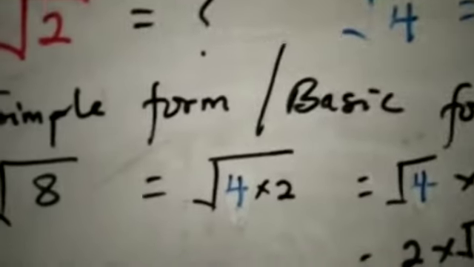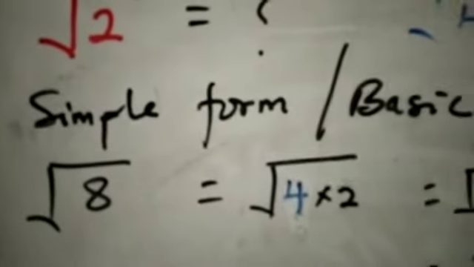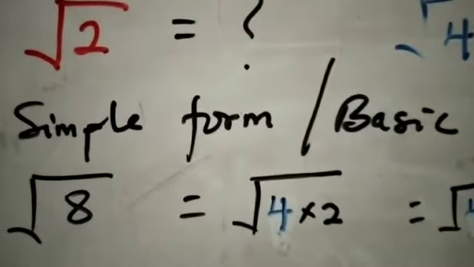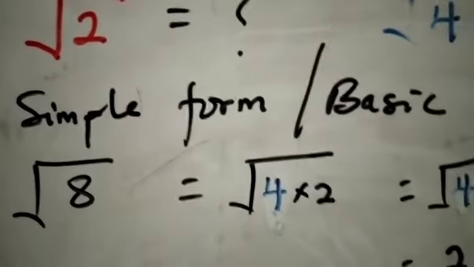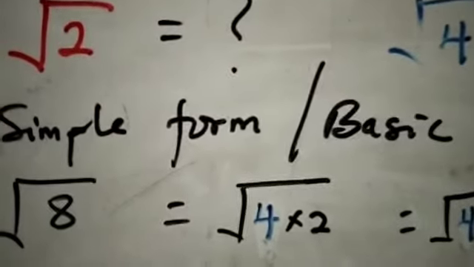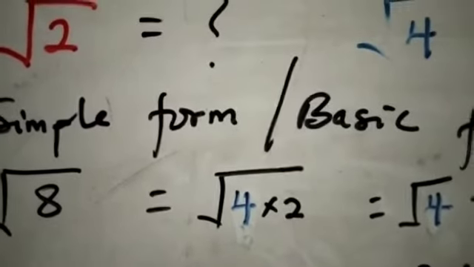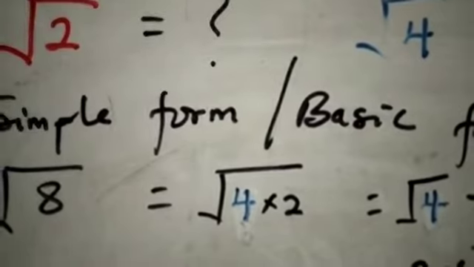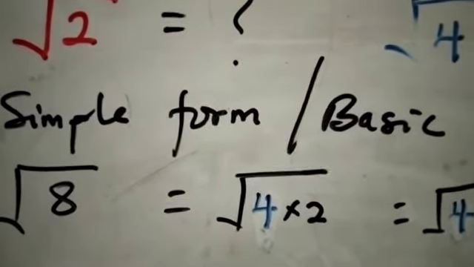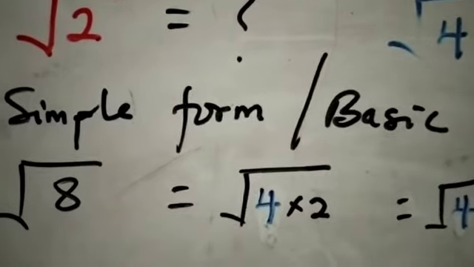Now let's look at the simple form or the basic form of a set. For you to be able to do your calculation perfectly, you need to reduce whatever you are having into what? A basic form or a simple form. Is that okay? You cannot leave everything just like that for someone to come and continue for you. You have to make sure that you bring everything down to the simplest form.